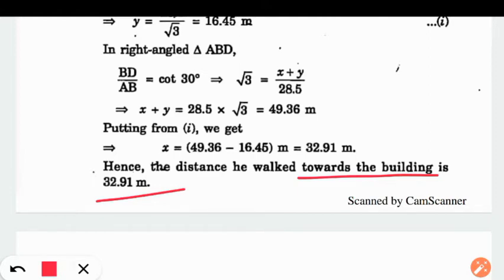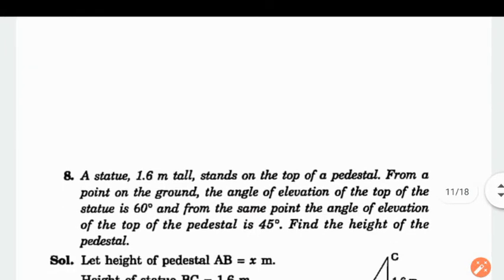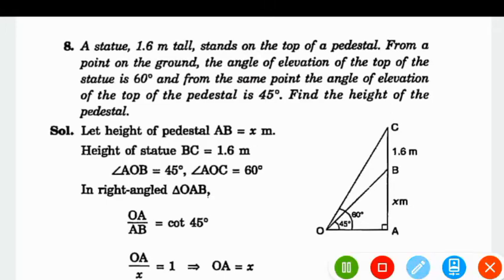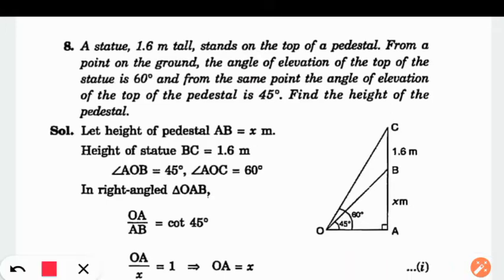Let us do the next one. Here we have question number 8. See, a statue 1.6 meter tall stands on the top of a pedestal. So, a statue is there on the pedestal whose height is given, 1.6.